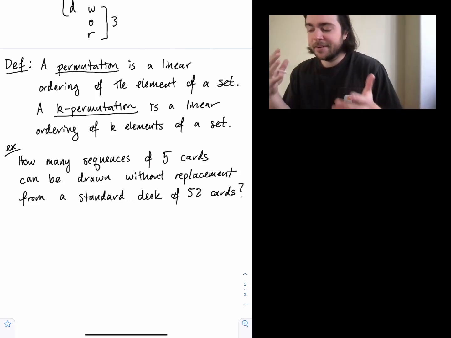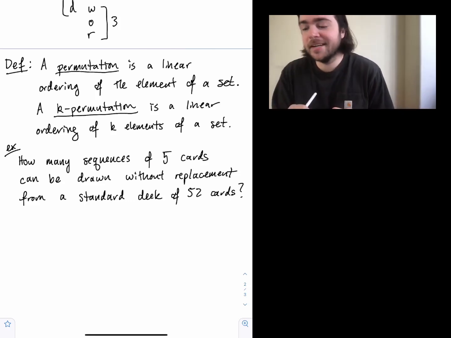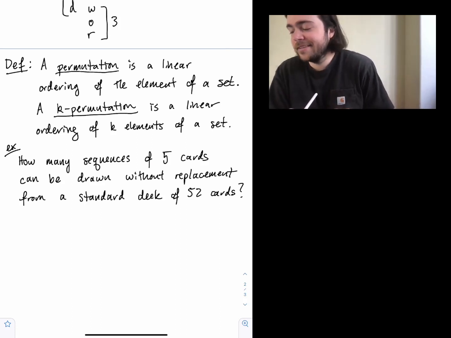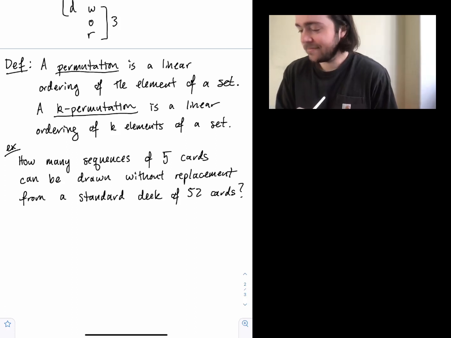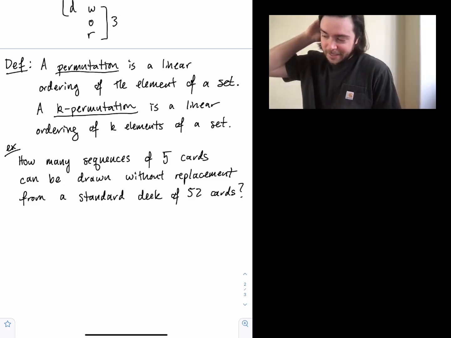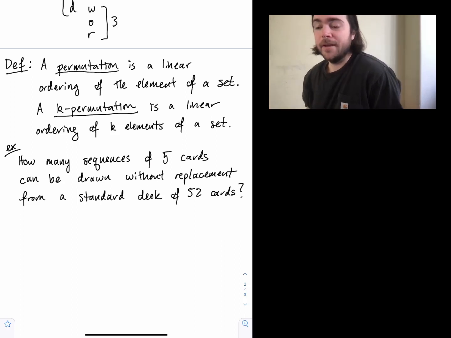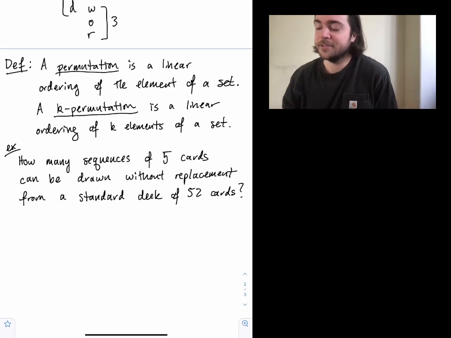So we have a standard deck of 52 cards. For those of you who have never used a deck of cards, I encourage you to go get one and play around with it. There are a lot of things you can do with a deck of cards: games, magic tricks. There are 4 suits, hearts, diamonds, clubs, and spades, and each suit has 13 different cards in it. There's ace, 2, 3, 4, all the way through 10, and then jack, queen, king. So 13 cards in a suit, 4 suits, that gives you 52. They're all unique.